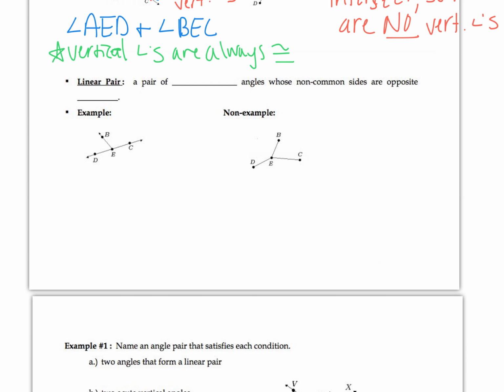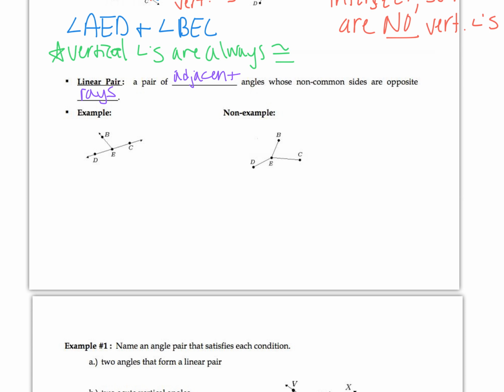Okay? All right, so we're moving on to linear pairs. So a linear pair is a pair of adjacent angles whose non-common sides are opposite rays.